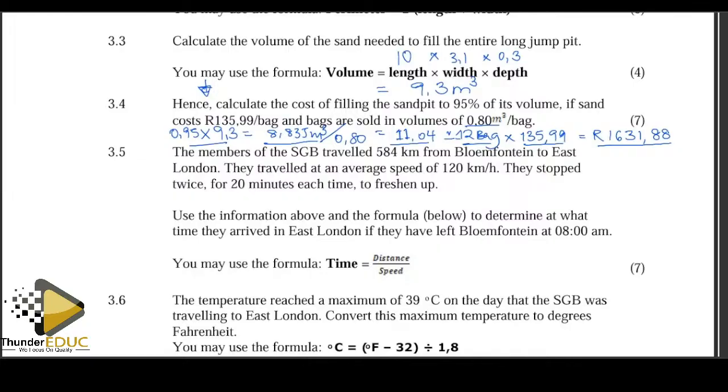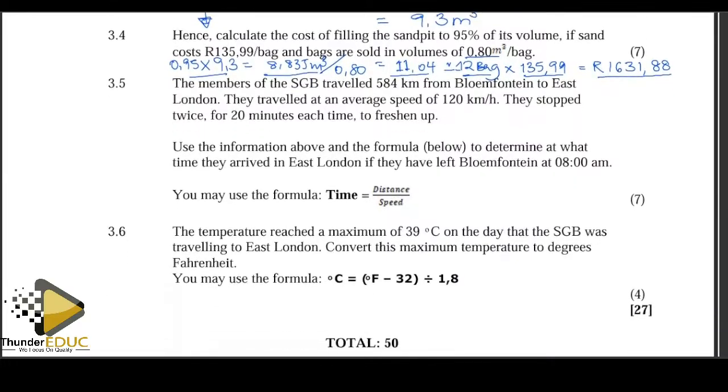We look at this other one here, 3.5. Members of the SGB traveled 584 kilometers from Bloemfontein to East London. They traveled at an average speed of 120 kilometers per hour. They stopped twice, and it was 20 minutes each stop to refresh up. Use the information above and the formula below to determine at what time they arrived in East London if they left Bloemfontein at 8 a.m.